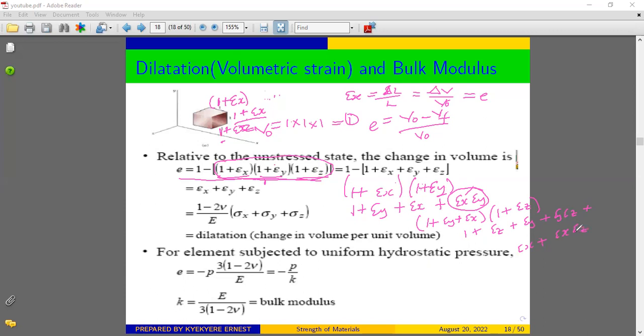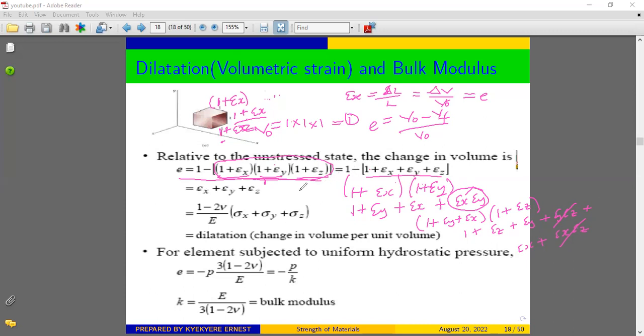And we are saying that the deformations are very small. Therefore, epsilon x epsilon y epsilon z is negligible. Epsilon x epsilon z is also negligible. So everything there is going to give us this expression here, which is 1 plus epsilon x plus epsilon y plus epsilon z. Then from here, when we expand the bracket, we see that 1 minus 1 is going to give us 0. And then our change in volume is going to be epsilon x plus epsilon y plus epsilon z. Good.